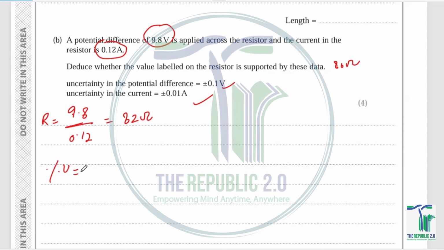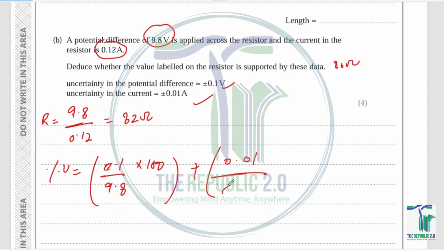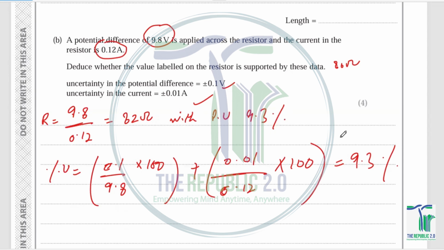If you want to calculate the total percentage uncertainty, first one of them is 9.8, the voltage. The uncertainty in the potential difference is 0.1. So 0.1 divided by 9.8 multiplied by 100, plus 0.01 divided by 0.12 multiplied by 100. If you just solve them and add them up, you should have 9.3%. So this resistance is there with a percentage uncertainty of 9.3%, right?